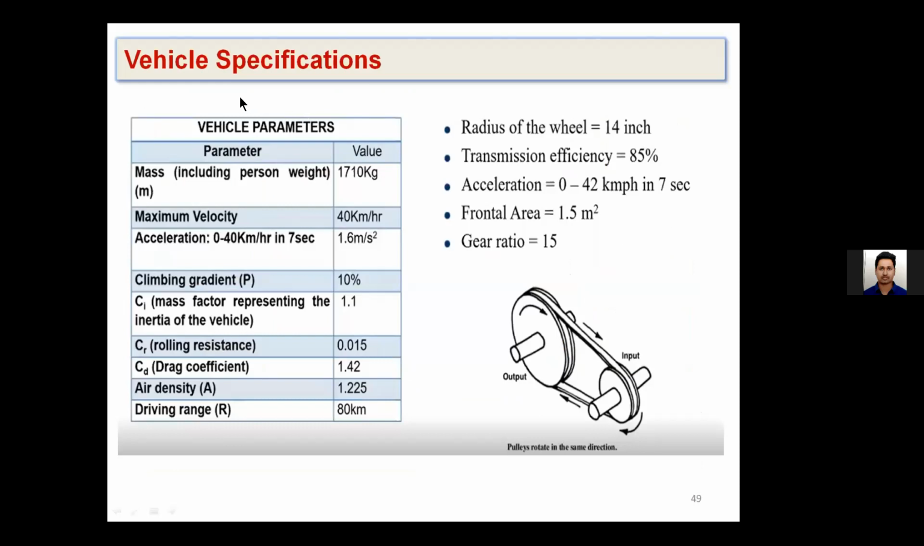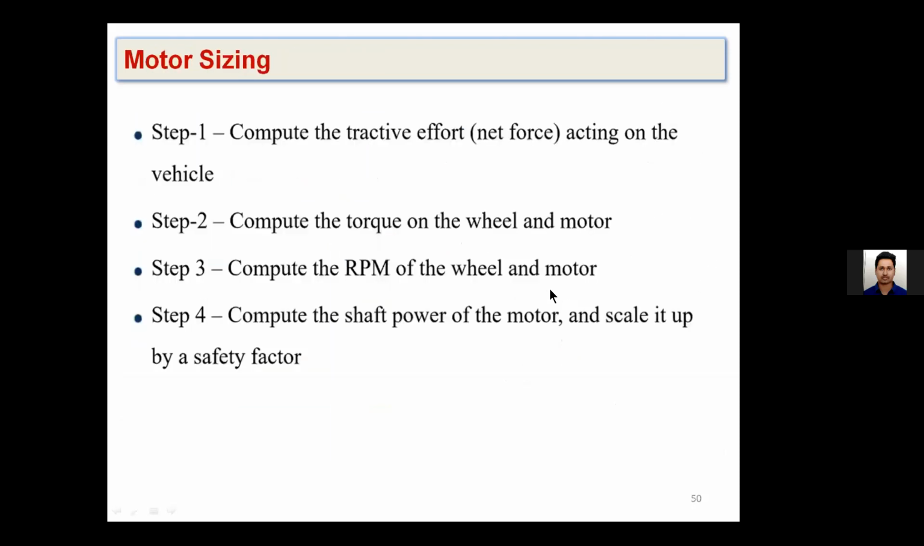Coming to the vehicle specification, first of all, in order to design the motor and other components like the power converter, we need to know the vehicle specifications such as mass, max velocity, acceleration, and other coefficients like rolling resistance and drag coefficient. All these things need to be known. So these are the various parameters specified for the vehicle. From this, we can start designing the motor.